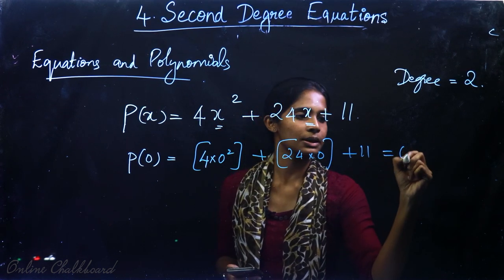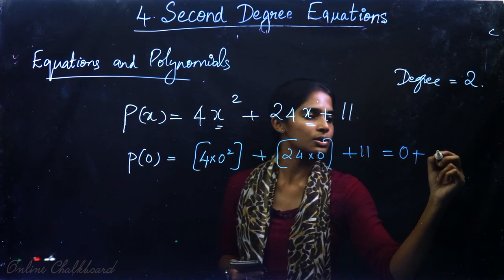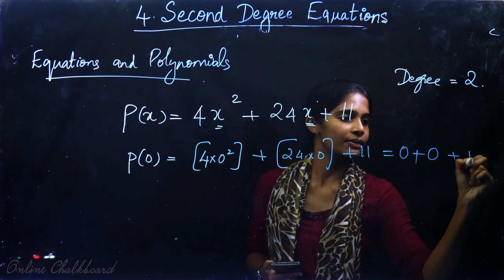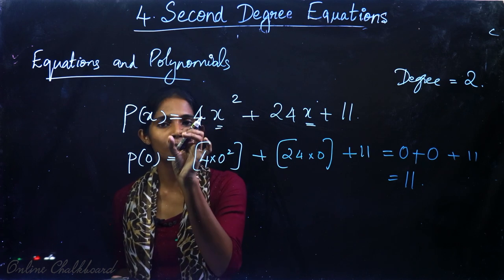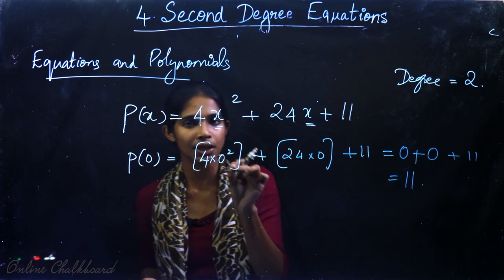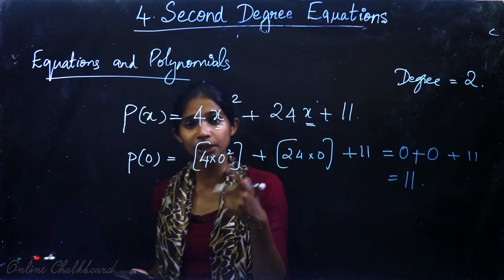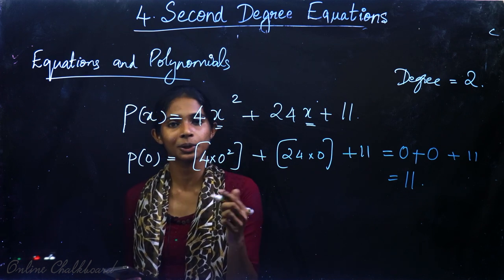Now, how much is it? 4 into 0 is 0, plus 24 into 0 is again 0, plus 11. So your answer is 11. The value of this polynomial when x is equal to 0 is 11.